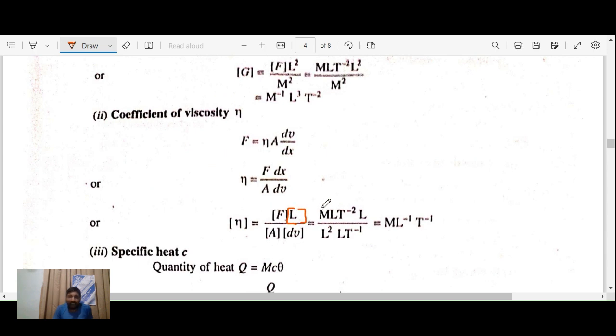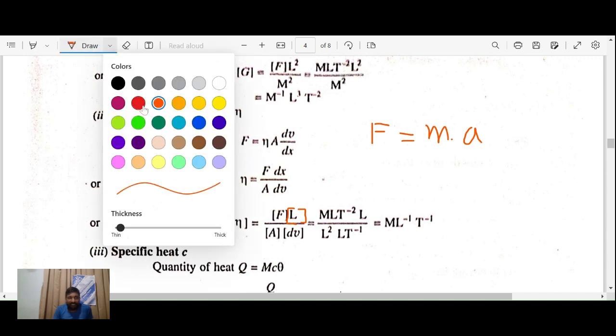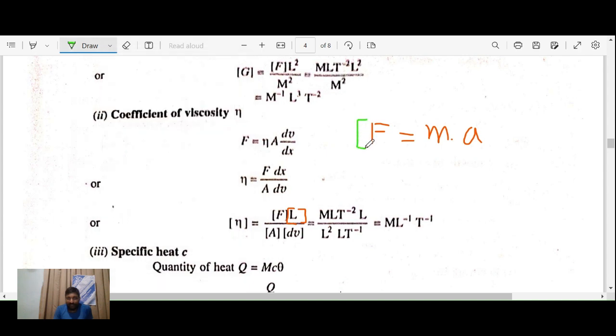Then substitute the dimension. We know that dimension of F is mlt to the power minus 2. How do you get this one? Once again I will explain. It's very simple. Force equals mass into acceleration. That is coming under Newton's second law. This is the expression for Newton's second law, right? At that moment, if you want to have the dimension, you can have it in a very easy way. I'll use the brackets just to highlight the way.